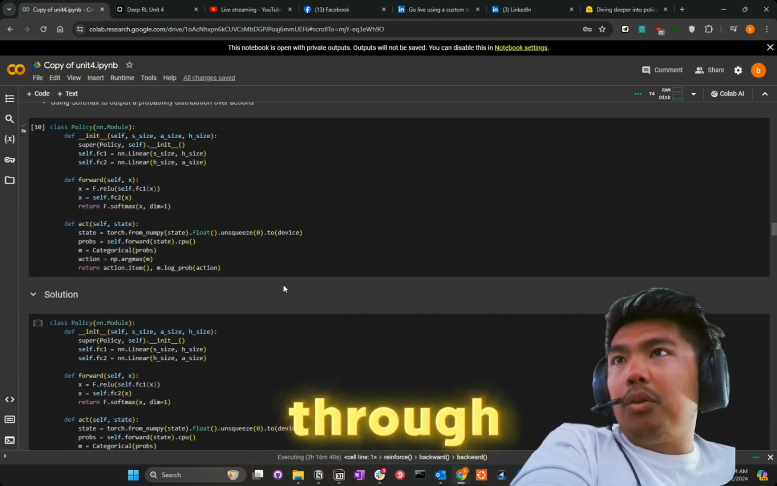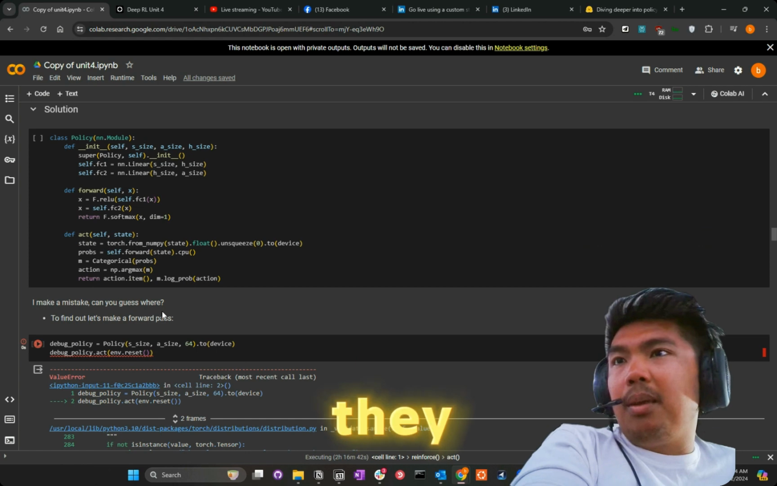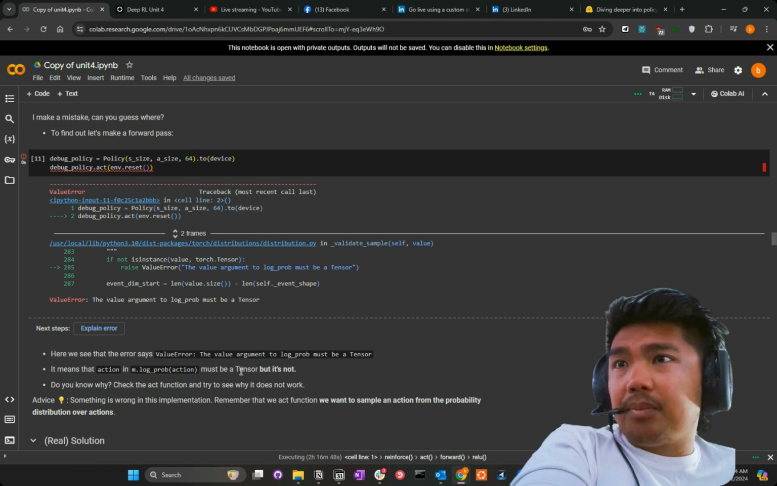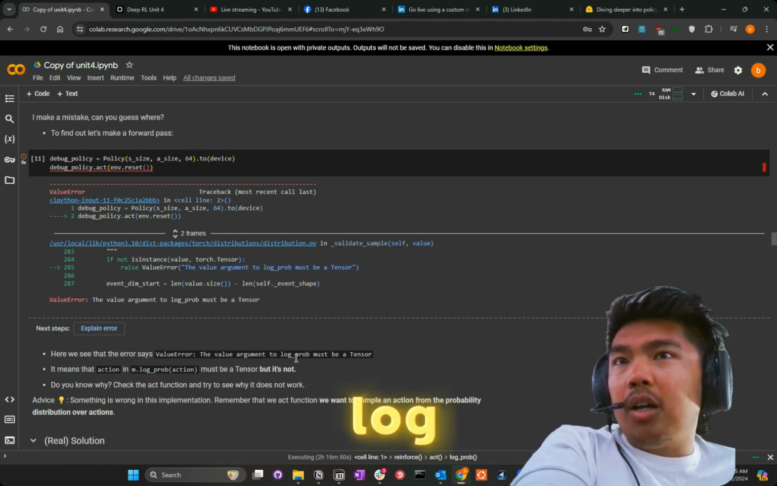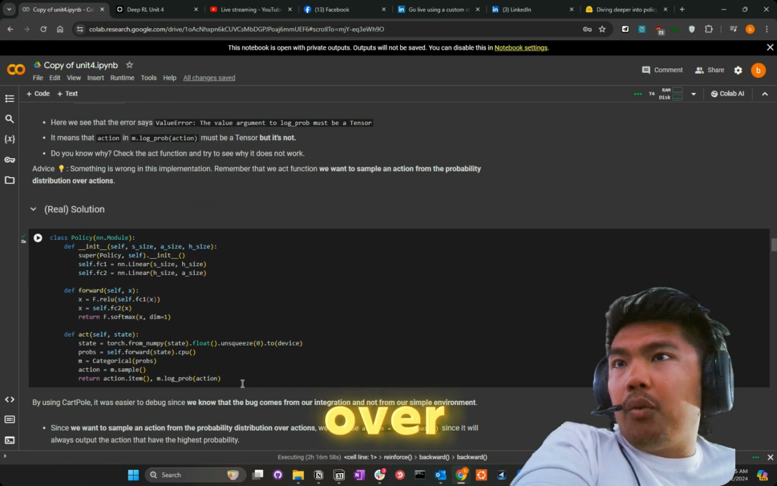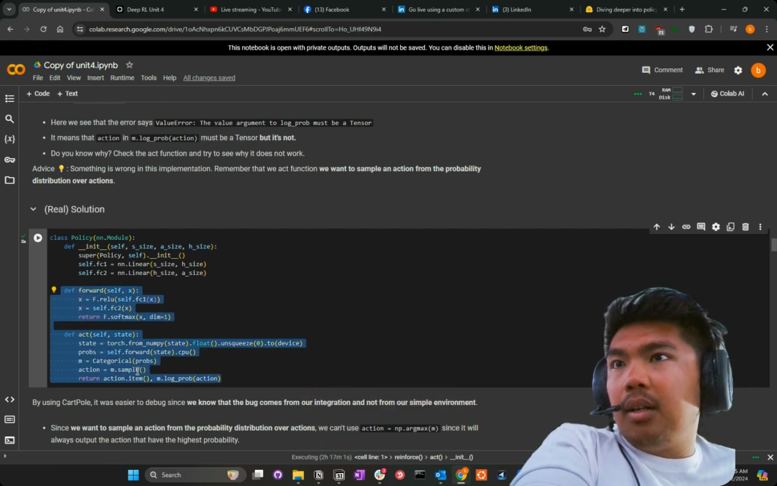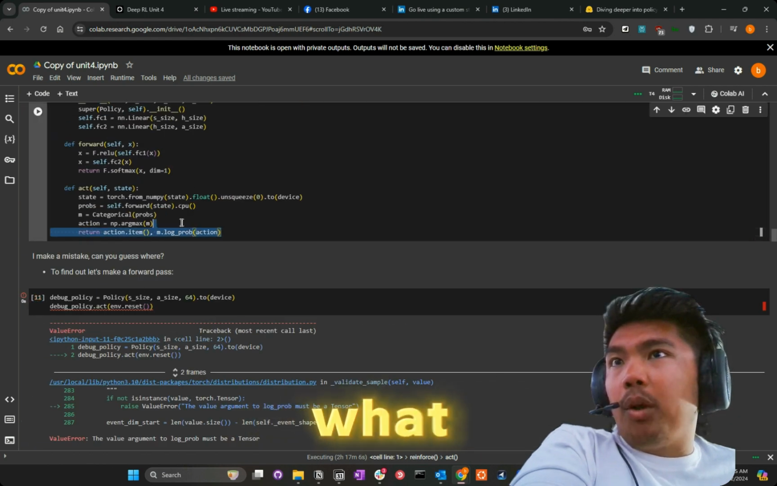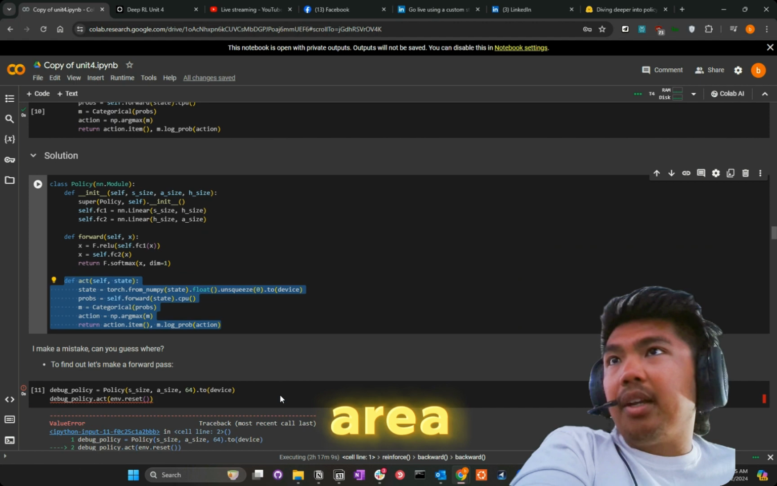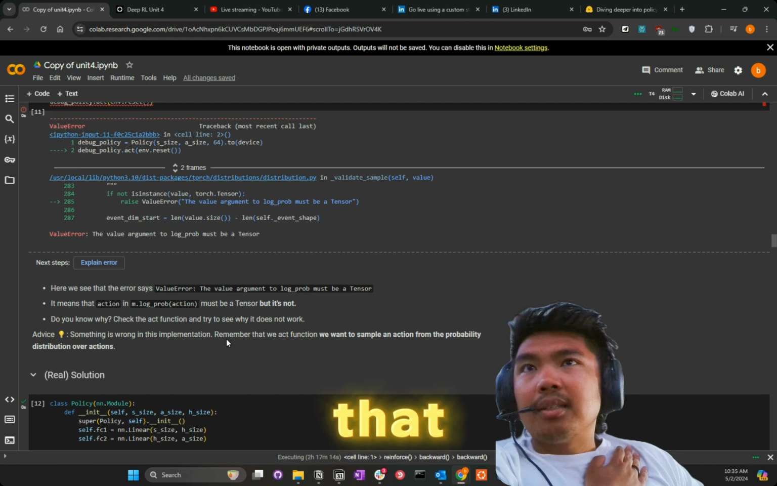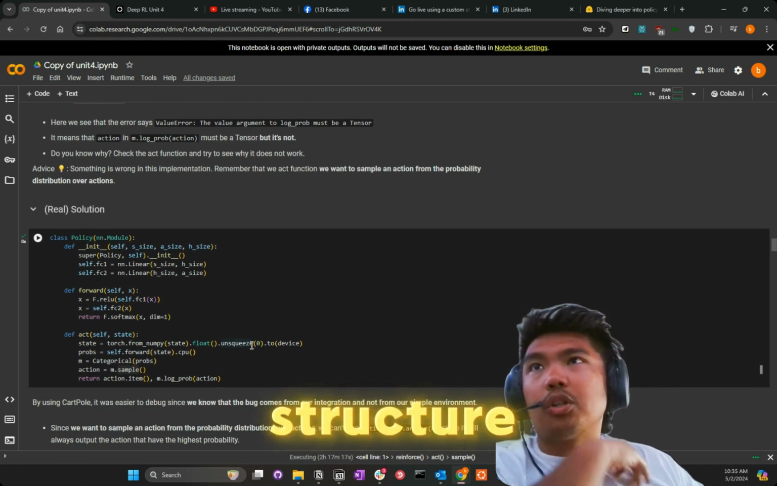So walking through the material, they kind of throw you for a loop. They show that you need to have the log prob be a tensor data type. So the comparison is over here compared to what you're seeing over in this area. So take a look at it when you're going through it. It's just showing you that you need to have the right data structure.